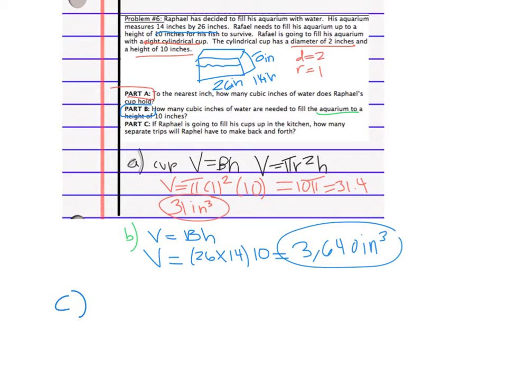So we're going to do 3,640 divided by 31. All right, and I am getting 117.0.4. Ooh, there's a lot of trips. So now thinking about trips, you might think 0.4, we should round down. But if he only does 117 trips, no big deal, right? He'll be a little short of water. So that would actually be 118 trips.